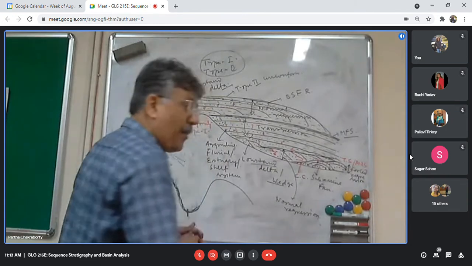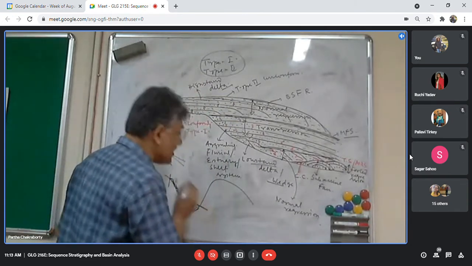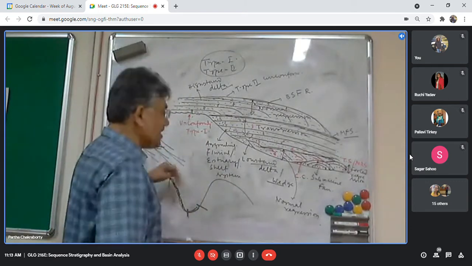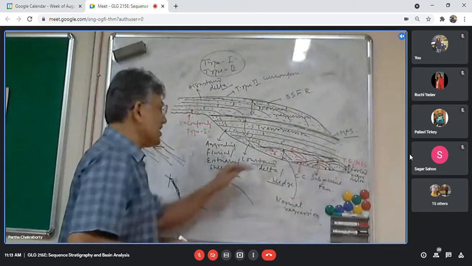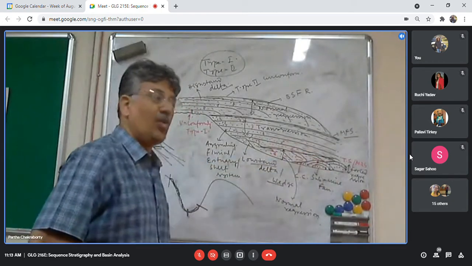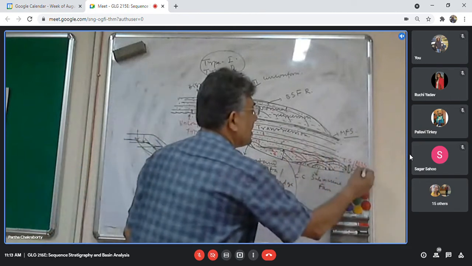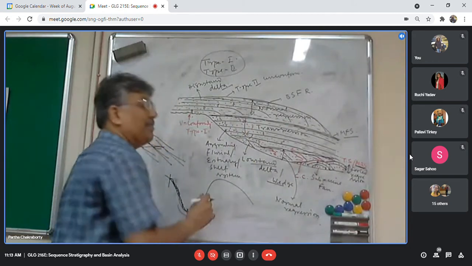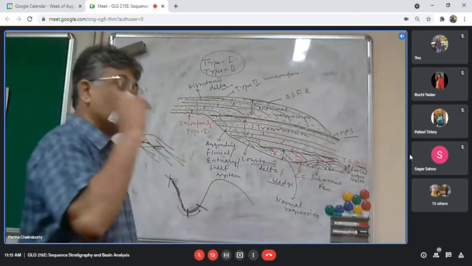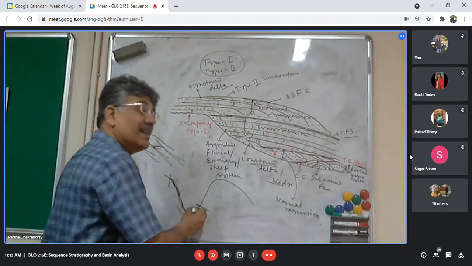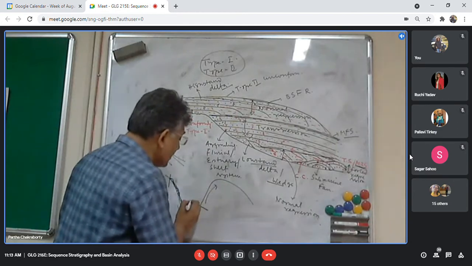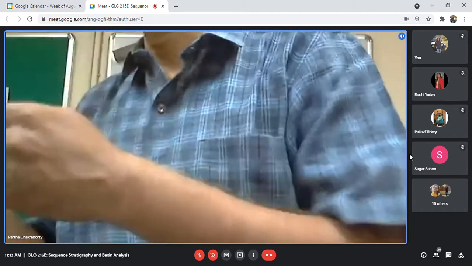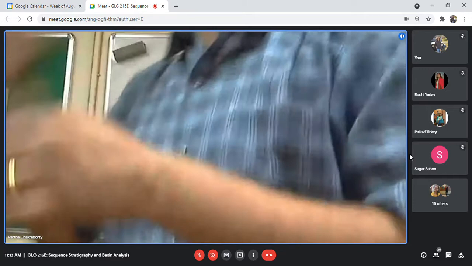And what will be at the top of it? At the top of it will be the maximum regression surface. So the regression is continuing. First forced regression, then normal regression. Forced regression, product is submarine fan. Normal regression, product is lowstand delta, lowstand wedges. Above this will be the maximum regression surface. If I talk in terms of regression, it is the maximum, and after that there is no regression. If I talk about transgression, it is the onset of transgression. So the plane which marks the last regression is the same plane which marks the onset of transgression.